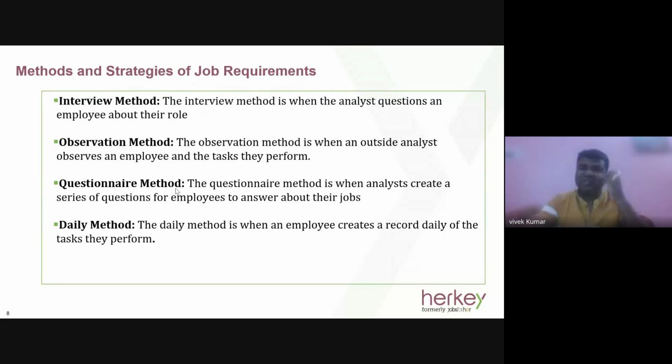So by the way, who does this job of coming up with the job requirements? I haven't talked about that, but who do you think would be held responsible for this?